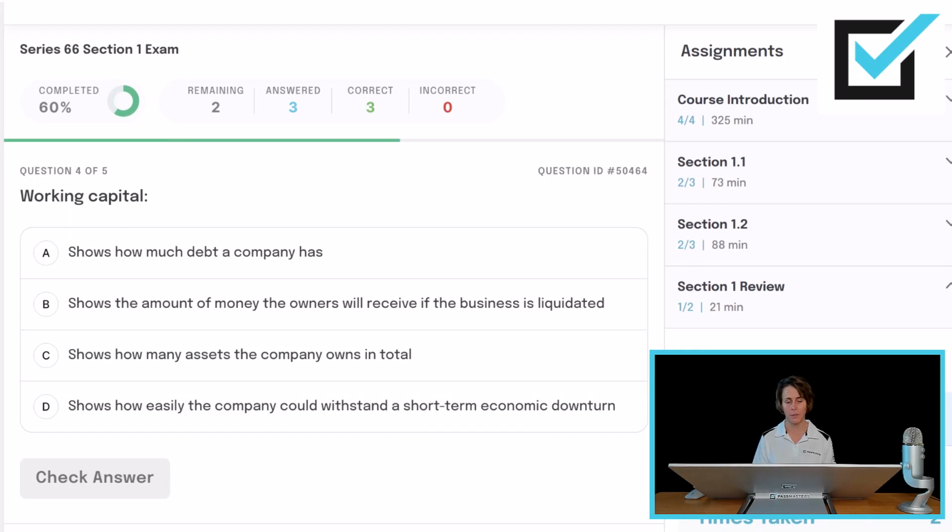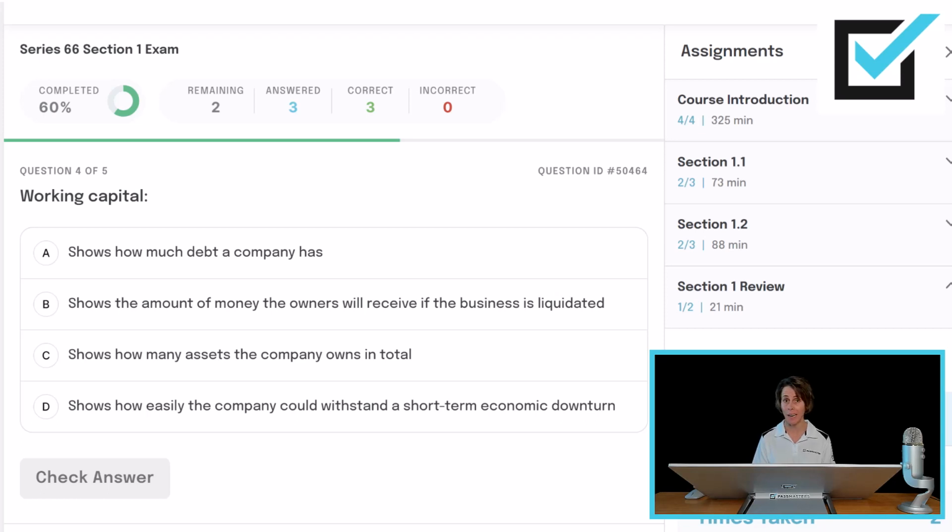Working capital shows how much debt a company has, shows the amount of money the owners will receive if the business is liquidated, shows how many assets the company owns in total, or shows how easily the company could withstand a short-term economic downturn. That's the answer.